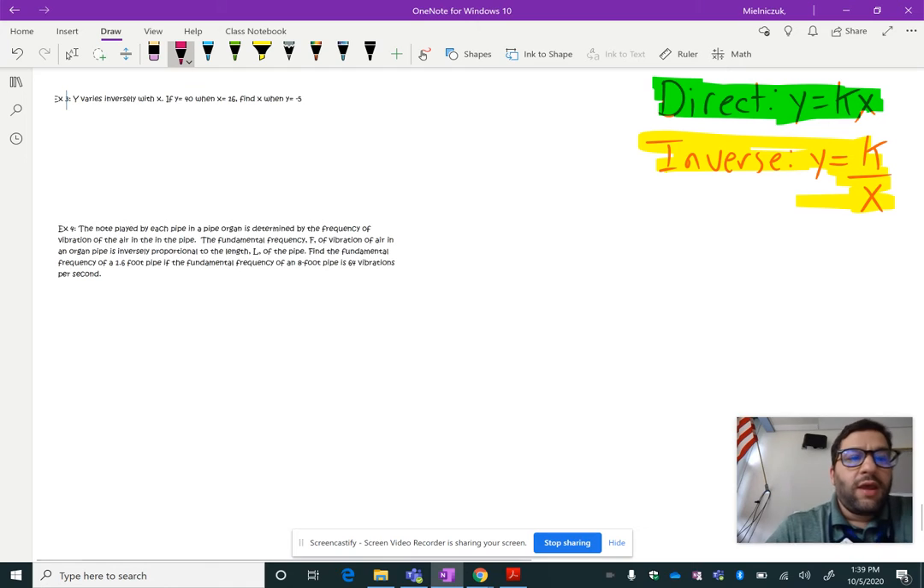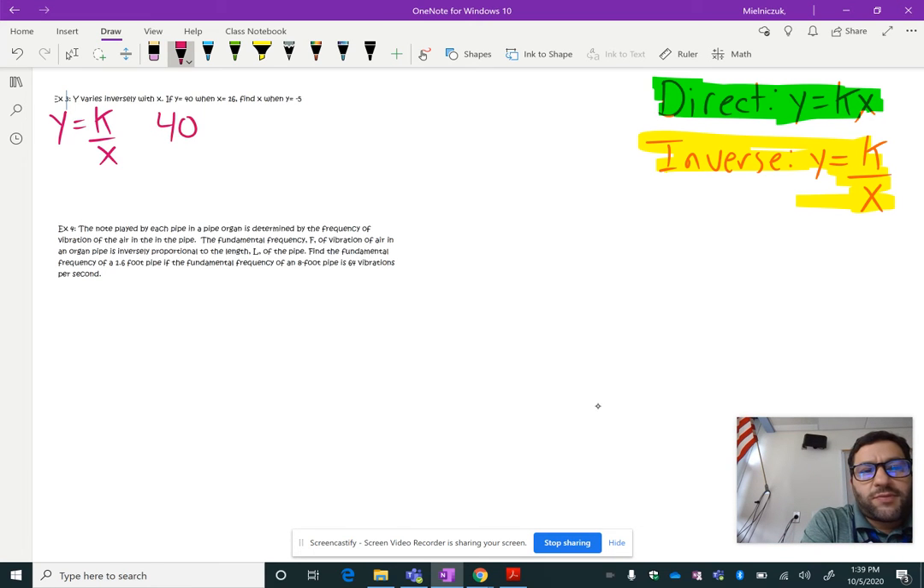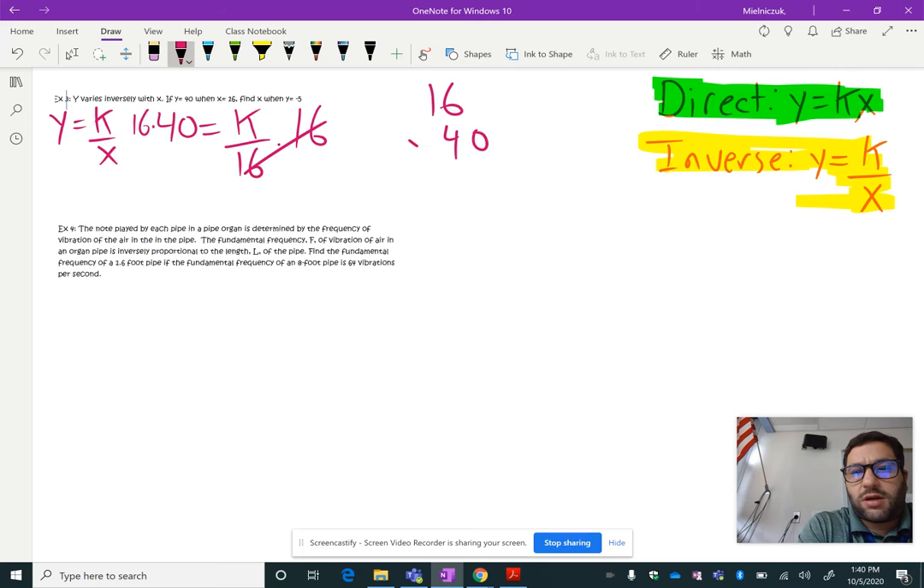Okay? So, example 3 says y varies inversely with x. So that's your key to know that y is equal to k over x. And then it says if y equals 40 when x equals 16, find x when y equals negative 5. So just like in the last example, substitute in what you know and solve. So multiply both sides by 16. Okay, what are we going to get? These cancel, and I can't do math in my head right now. So 640. So k will equal 640.